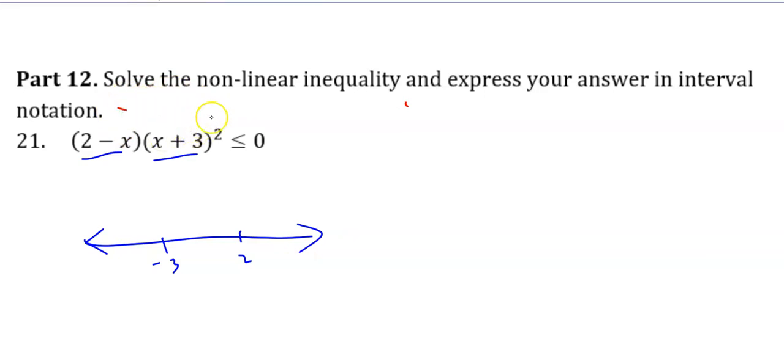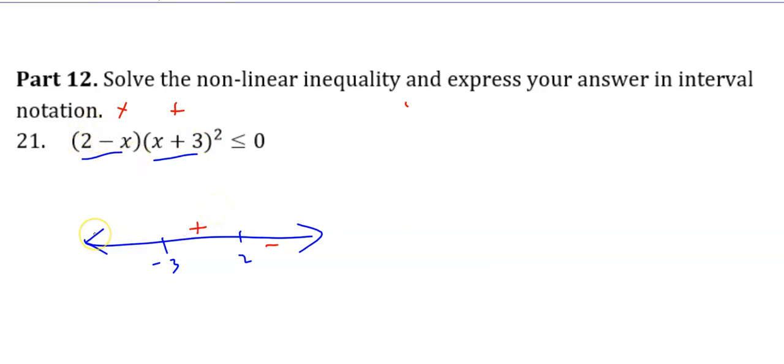10 plus 3 is positive, and squared is definitely positive. So negative times a positive is negative, so that starts out negative. In the middle, plug in 0. So 2 minus 0 is positive, and then 0 plus 3 is positive. And squared is still positive. So positive times positive is positive.